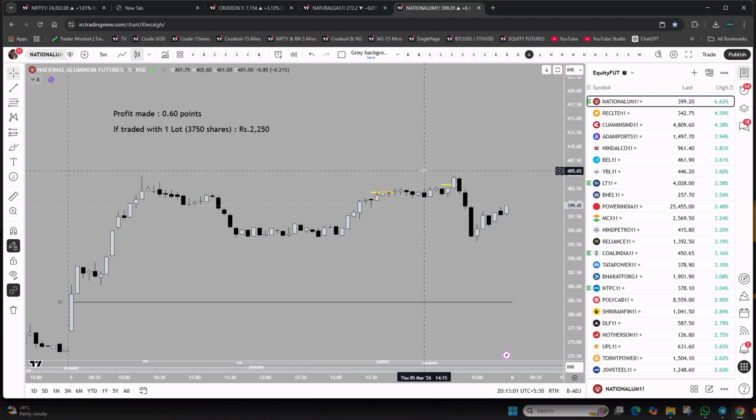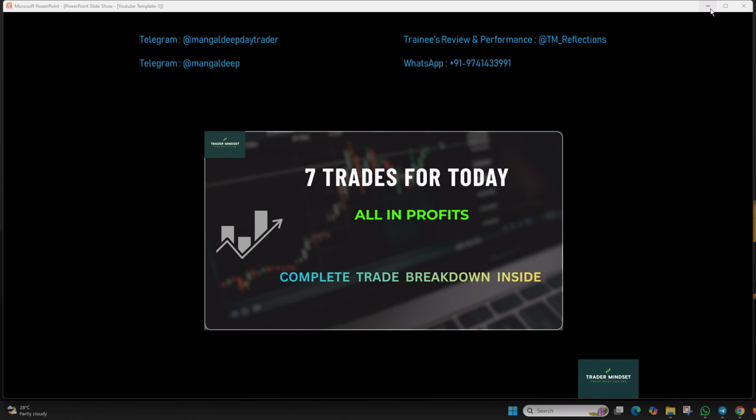If we just talk about the four equity futures trades: Coal India, LT, NTPC, and Nalco. If we just trade all four of them with just one lot each, today you would have earned 19,000 rupees. 19,000 per day is not a small amount, guys. You can very well multiply this and see your monthly earnings.